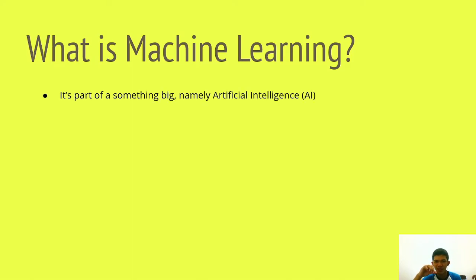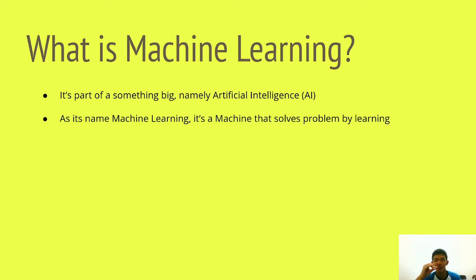Well, it's a part of something big, namely artificial intelligence. And I know you guys must have known this kind of word, artificial intelligence. Well, it's basically robot. So machine learning is the part of a robot that learns. And as its name, machine learning, it's a machine that solves problems by learning. Again, I'm going back to this AI because machine learning is the kid. Yeah, you can say machine learning is the kid of robot or the son of robot. So it's the machine right there that's doing the job. To put it simply, machine learning is a machine that learns.